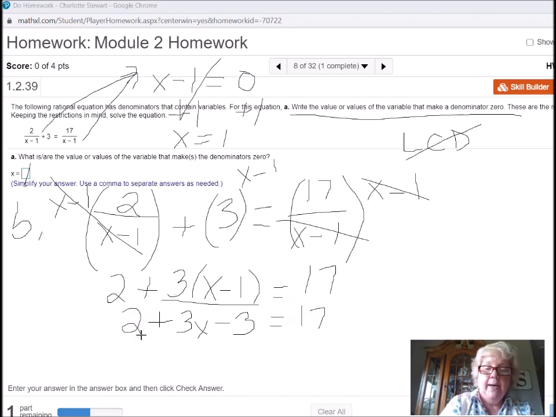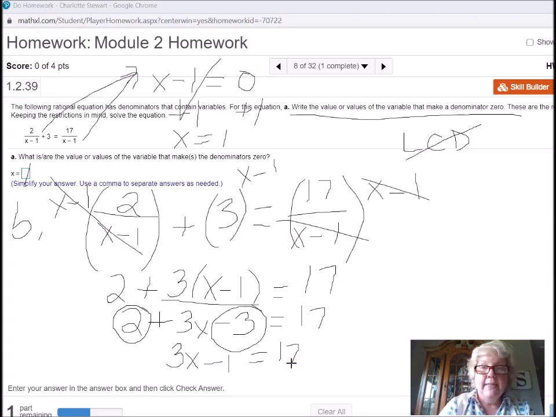I can also combine like terms that are on the same side. That 2 minus 3 is really a negative 1. So I have 3x minus 1 equals 17. I'm trying to solve for the x. So I can add 1 to both sides, and I end up with 3x equals 18. And last, you always divide by the number in front, and x is equal to 6.